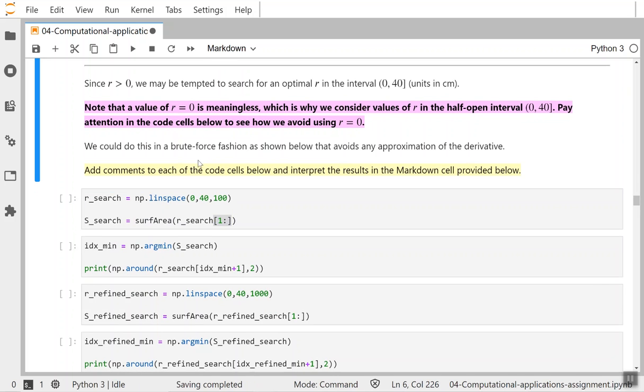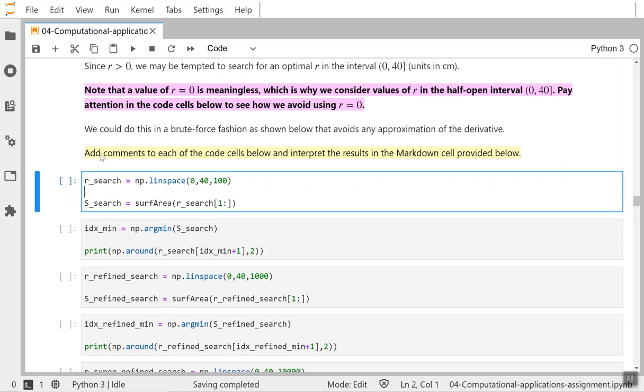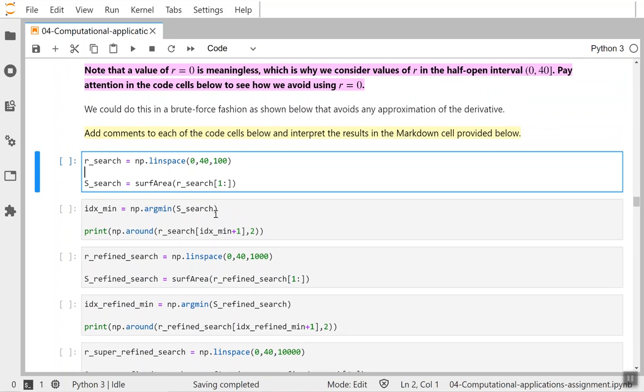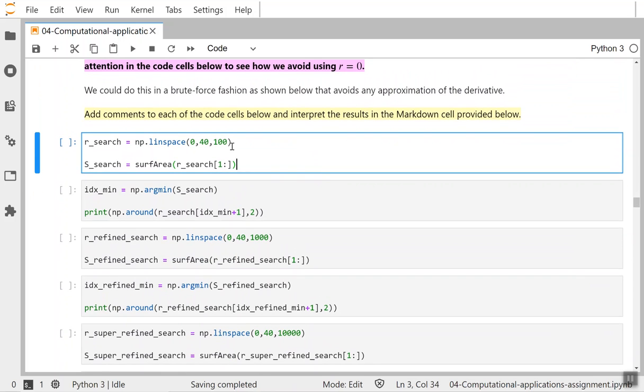We could do this in a brute force fashion as shown below that avoids any approximation of the derivative. You are asked to add comments to each of these various code cells, there's just a few of them here, and interpret the result in the markdown cell provided below. So notice first we will start with 100 approximate values of r from 0 to 40, and then we evaluate the surface area function at all the r values that we created that were greater than 0.